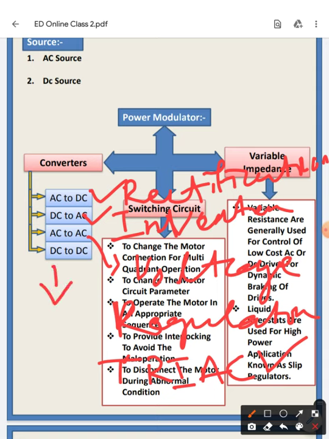And the last one is DC to DC, which is called the chopper. It may boost the voltage, or it may step down the voltage, which is called the buck operation.